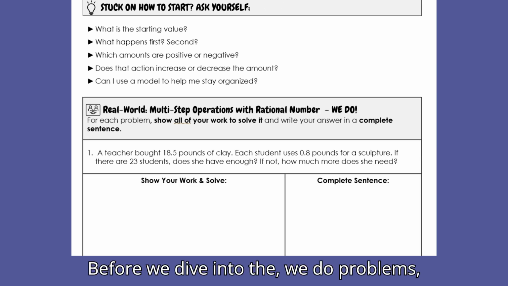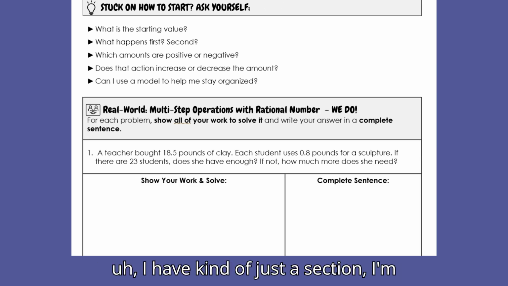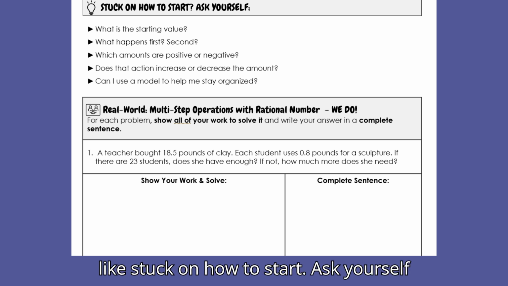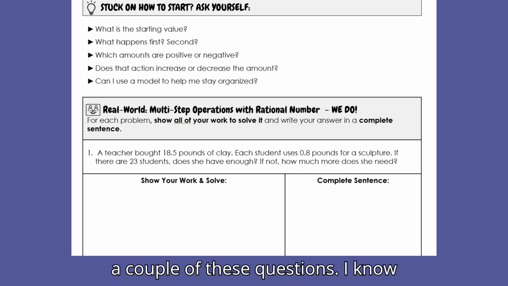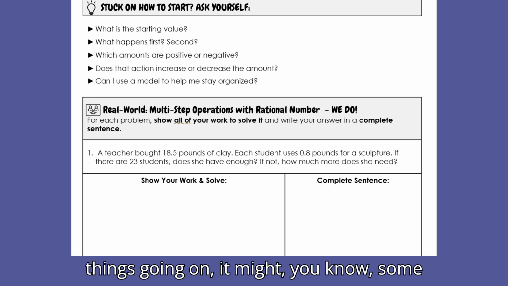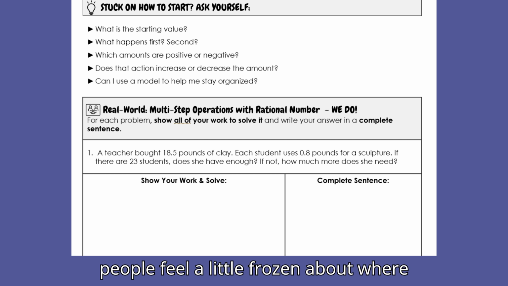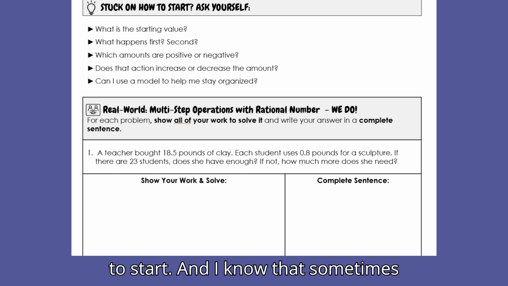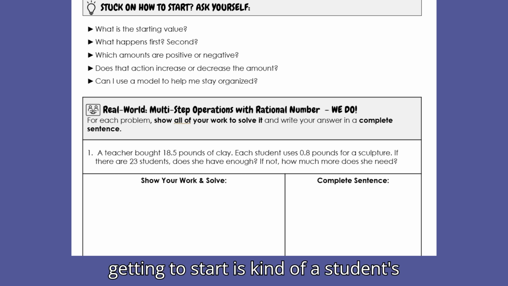Before we dive into the we do problems, I have just a section on being stuck on how to start. Ask yourself a couple of these questions. I know sometimes when you see a story problem that has a lot of numbers and a lot of things going on, some people might feel a little frozen about where to start. And I know that sometimes getting started is a student's largest problem.